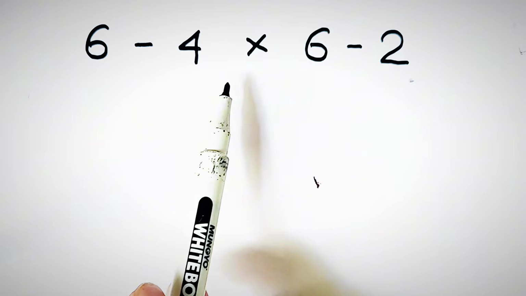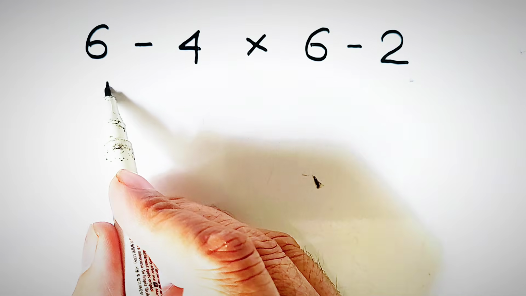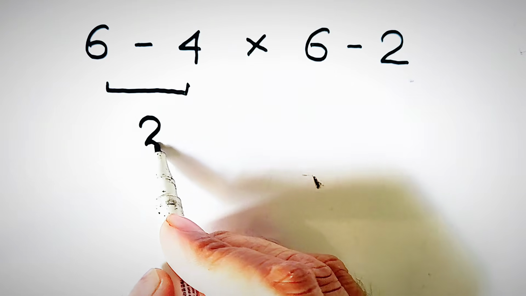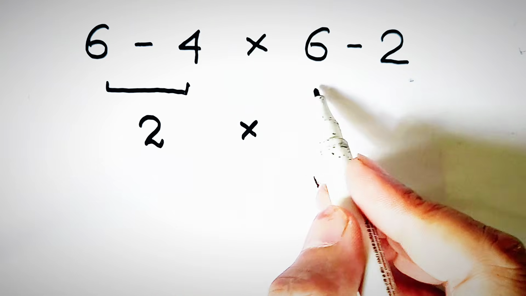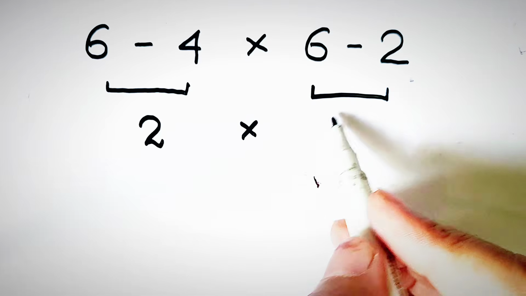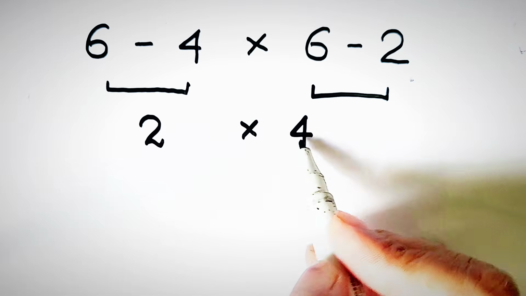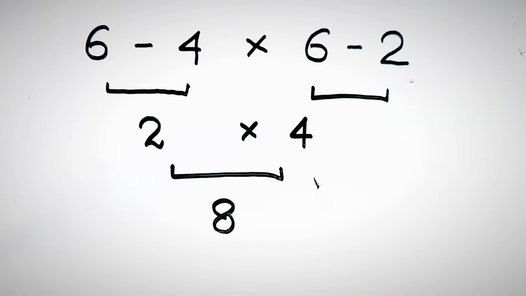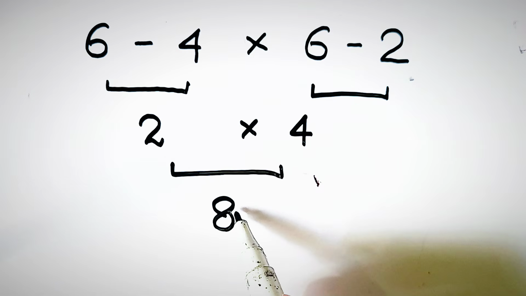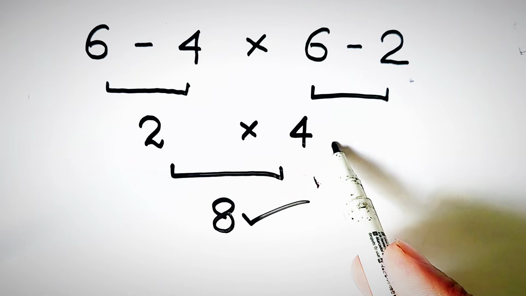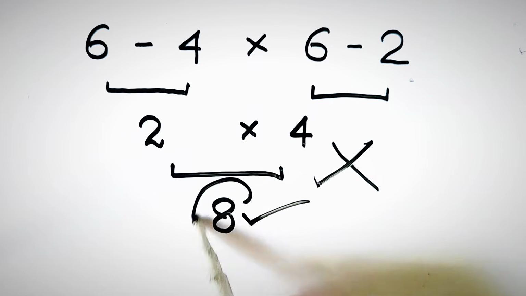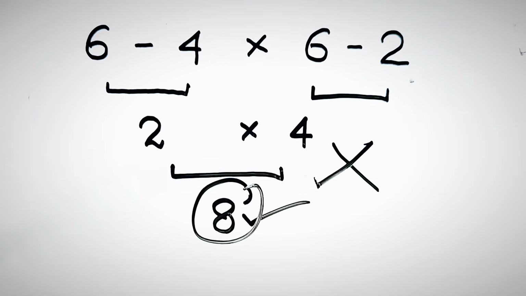Are you shocked? Really? Because 6 minus 4, you got 2. Okay? 6 minus 2, your answer is 4. Now 2 times 4, you got 8. And 8 is your answer. But remember that 8 is not the correct answer. That is a shocking answer.